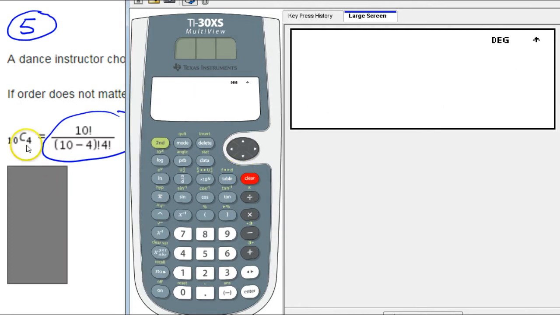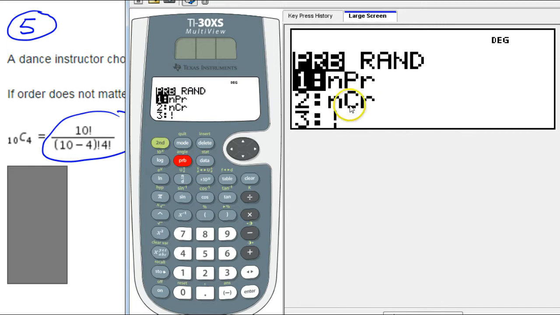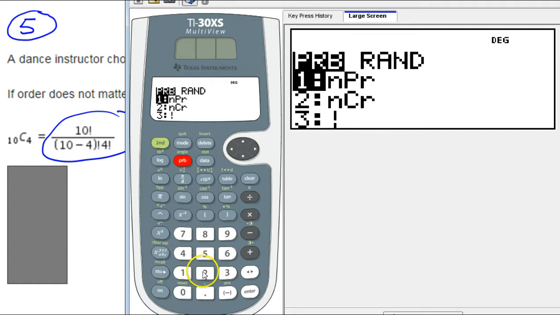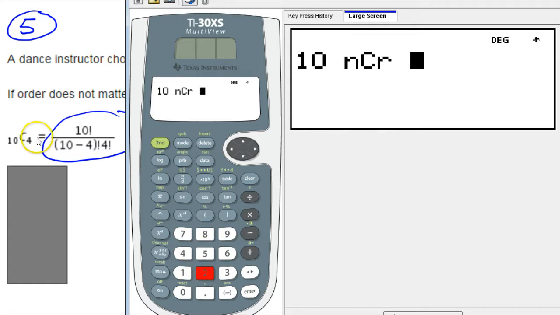One of them is the fact that combinations appear on your calculator here in item number 2. So what you want to do is, since we need the 10 and the 4, you put the 10 first. And then you hit that probability button and you choose option number 2. And then you put in the 4. So this is your calculator's way of doing 10 choose 4 combinations. So that's 210. That's how you do it.